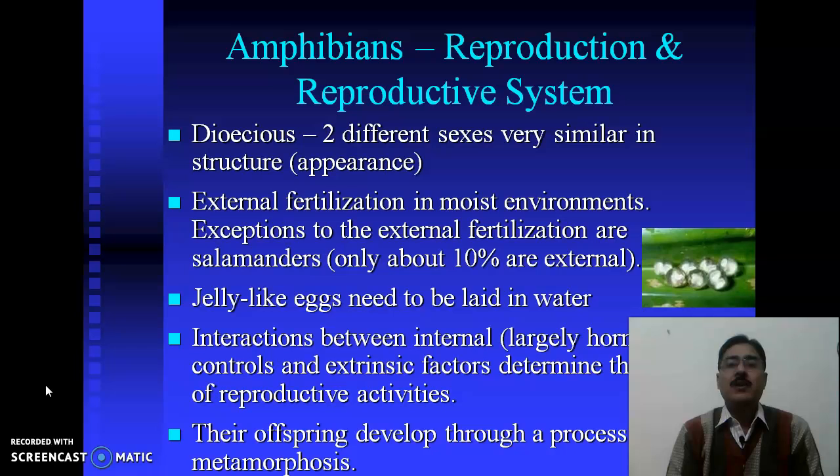An exception to external fertilization are salamanders. Only about 10% are external. Jelly-like eggs need to be laid in water. An interaction between internal, that is the largely hormonal control, and extrinsic factors determine the timing of reproductive activities, as we have observed in the case of various species of frogs and toads. Their offspring develop through a process called metamorphosis.